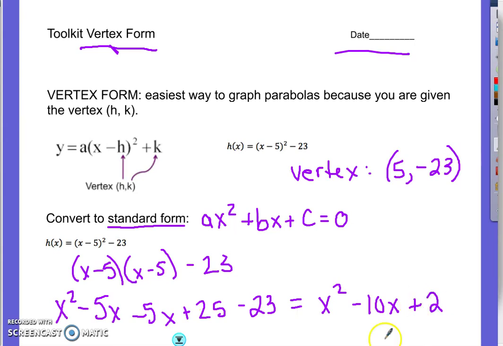Alright, so that is standard form. If I'm asked to put something in standard form, that's all I have to do, is convert it by multiplying that out and then subtracting or adding that last number. Okay? The hard part comes in the next slide when I'm asking you to put it in vertex form.